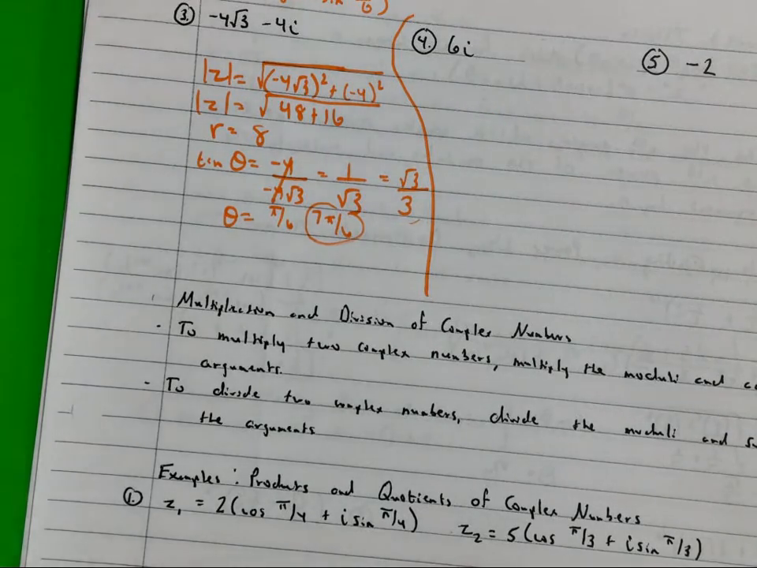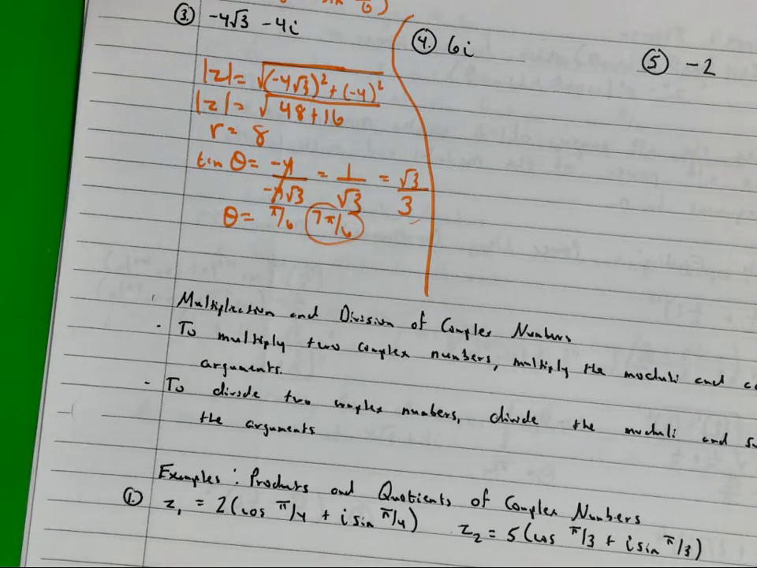I'm just going to ask you this. If you were to graph 6i in the complex plane, I will start here and go up. Which angle is up here? So would you have to work that out? That's pi over 2 right there. Do you see that? All right.